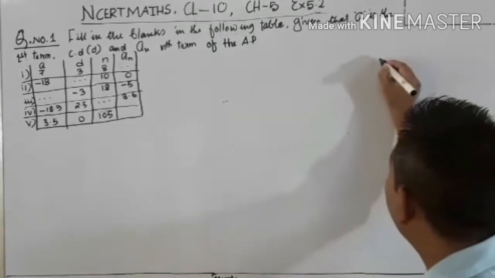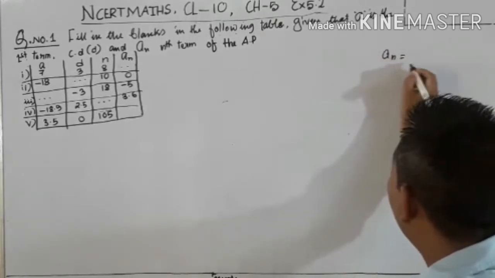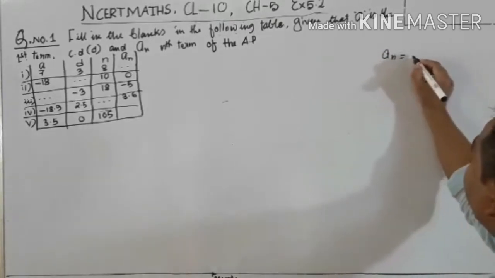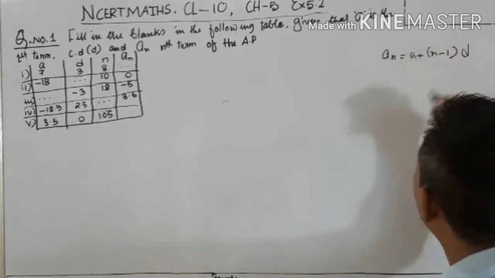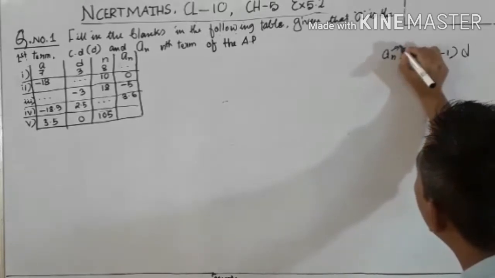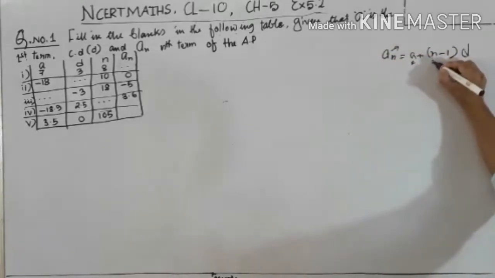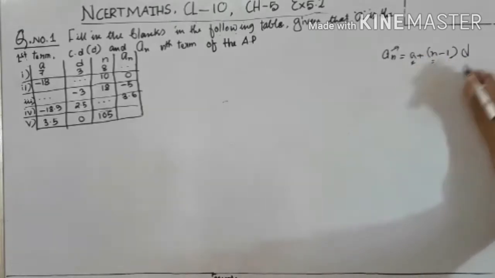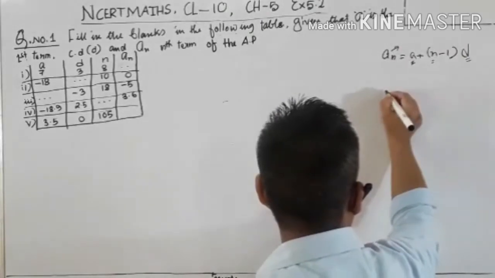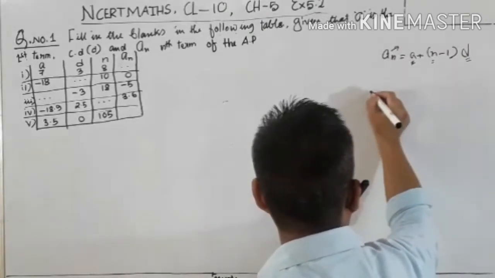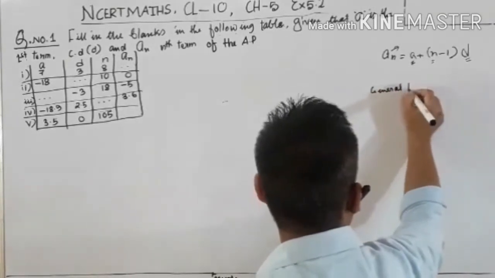You have to remember this formula: an equals a plus (n minus 1) into d. This is the nth term, this is the first term, n is the number of terms, and d is the common difference, right? And also we have learned how to find the general term of every AP.